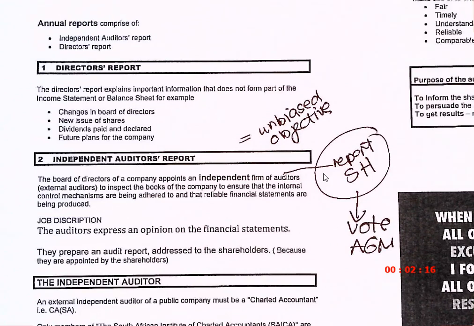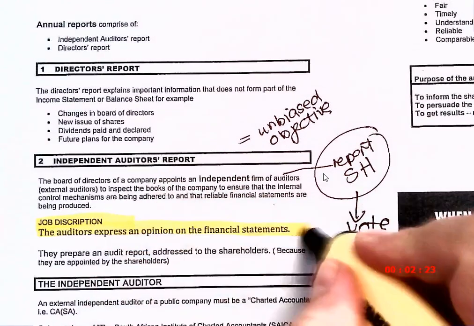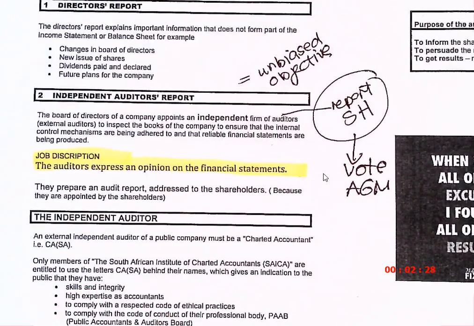Now, this, I want you to highlight it in yellow, pink, grey, orange, all the colors that you have. This is the job of the external auditor. It's to express an opinion on the financial statements. He's just going to say, these statements are sharp, not sharp, totally not sharp. His job is not to go in to find fraud. Okay? You hear what I'm saying?